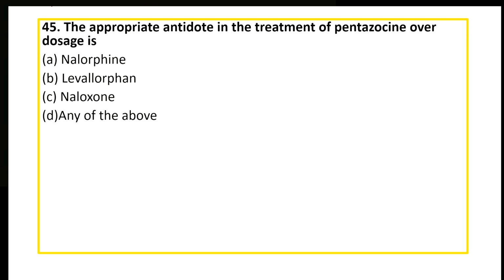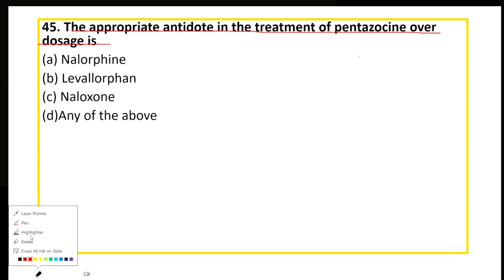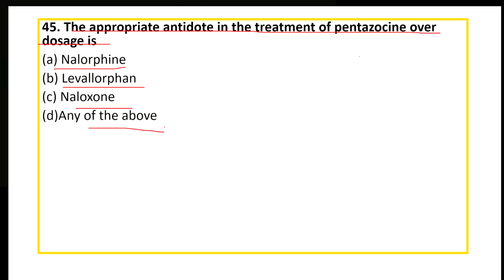Question number 45. The appropriate antidote in the treatment of pentazocine overdose is, so the narcotics. Here comes the narcotics category, and I can say this is a little bit confusing, so please learn the drugs, only drugs, so that will help you to solve these kinds of questions or the category kind of questions. So properly learn the drugs. Option A is nalorphine, levallorphan, naloxone, any of the both. Option D, any of the both. So you can use any for pentazocine overdose.